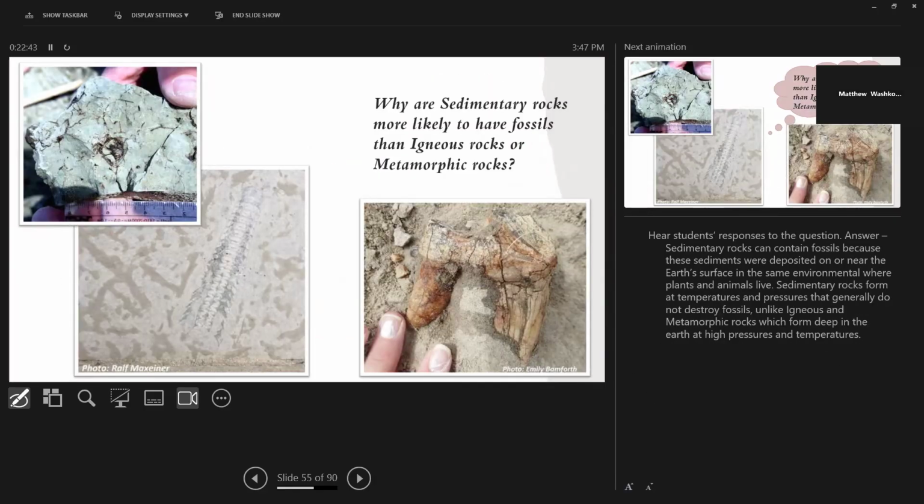So my question for you is, why are sedimentary rocks more likely to have fossils than an igneous or metamorphic rock? Now, we haven't looked at what metamorphic rocks are yet. We will next. You need to know this, by the way. You have to explain this to me on the final.